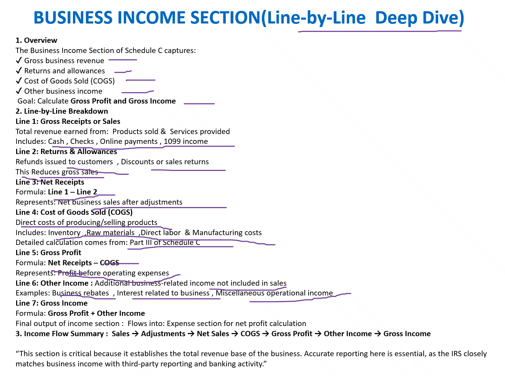Once we have the gross income, we have the expenses that we are going to deduct from the gross income to arrive at the net profit. So sales adjustments give net sales, and when we subtract the COGS, we have the gross profit, then we add other income, and then we have the gross income. When we deduct all the expenses, we'll have the final net profit. For the expenses, we'll go to the next slide to understand the line by line. This section largely speaks about the total gross income, excluding the operating expenses. All operating expenses will be covered in the next slide.